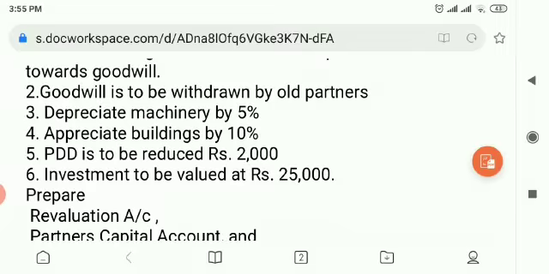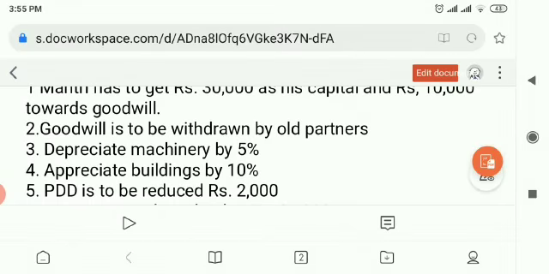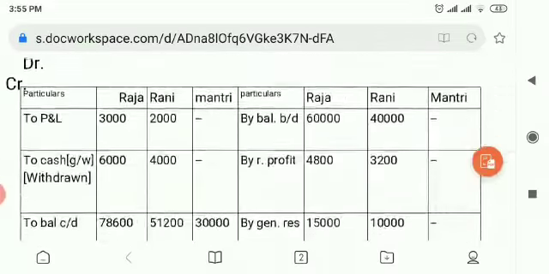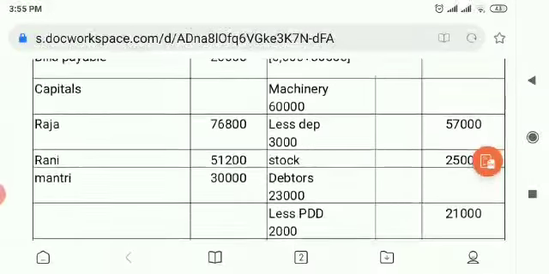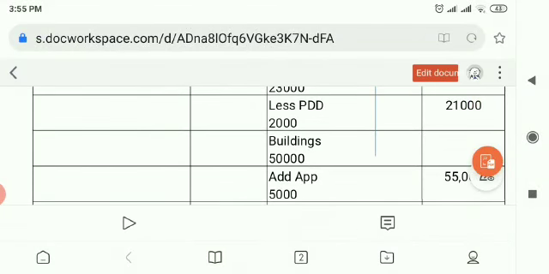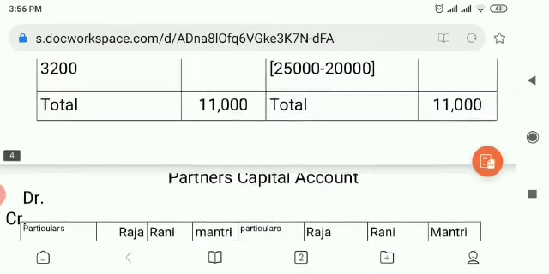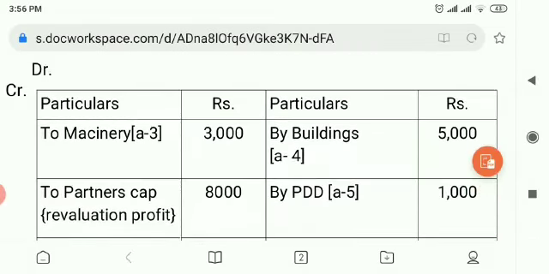Next, they have told you to appreciate buildings by 10%. Come to your balance sheet, there is buildings, and appreciation is nothing but an increase in the value of the asset. Add appreciation 5,000, outer column 55,000. Now it is an increase in the value of the buildings, an increase in the value of the asset. So the increase will come to the credit side of the revaluation account. How much you have added?